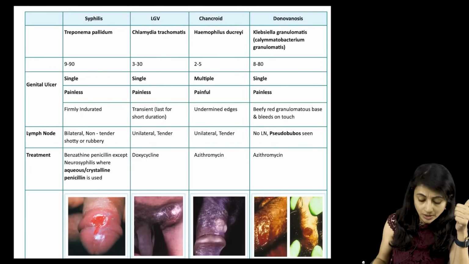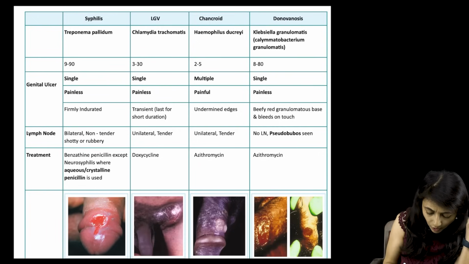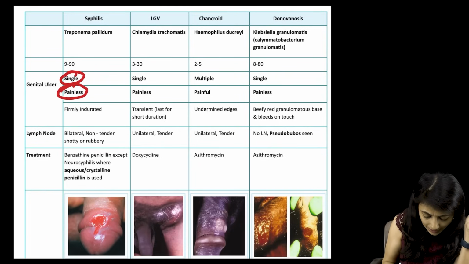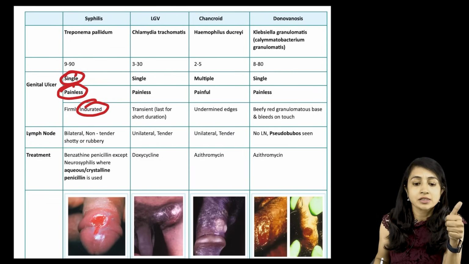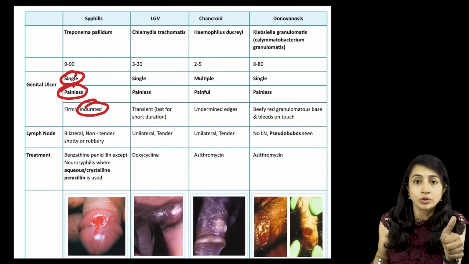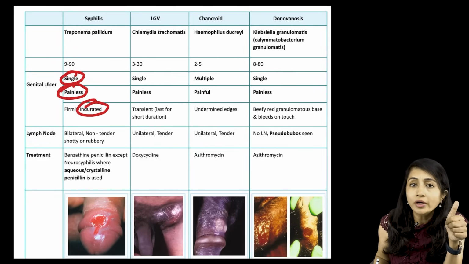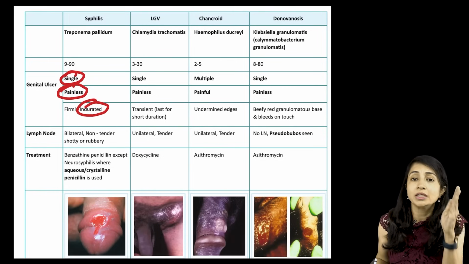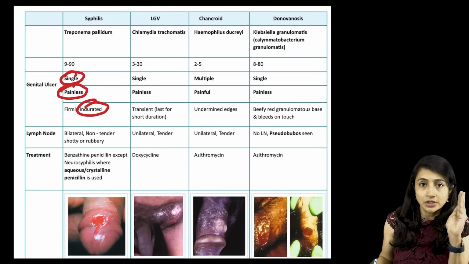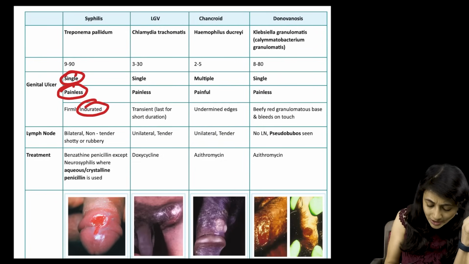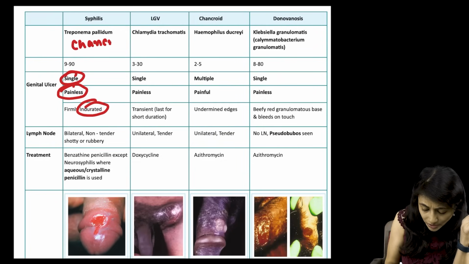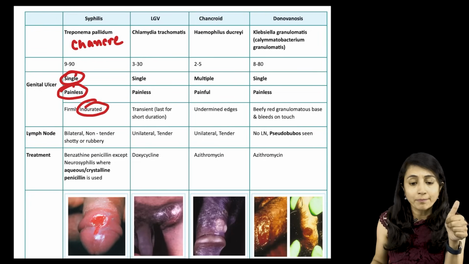So if they are asking about syphilis, these are the important pointers. A single, painless, indurated ulcer with non-tender shotty lymphadenopathy is typical of syphilis. The ulcer is called a chancre and the causative organism is Treponema pallidum.